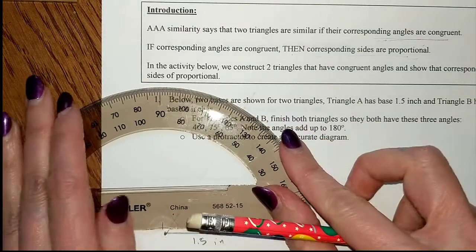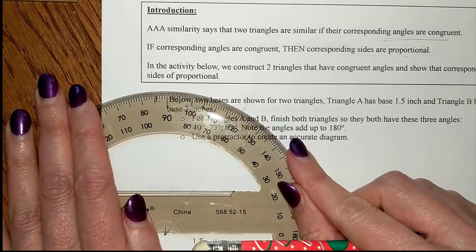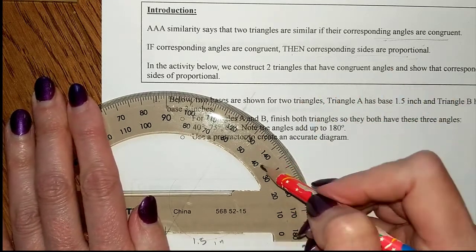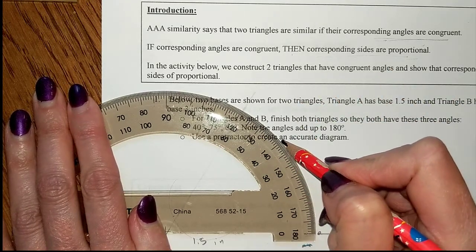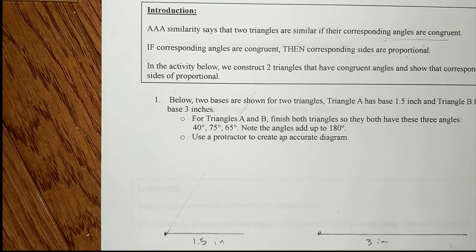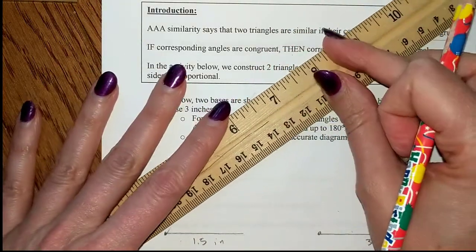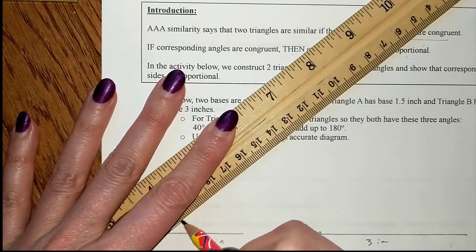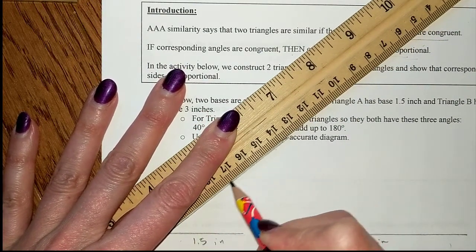Okay, so I'm going to do this again. 40 degrees. Right there. Okay. And again, I'm just going to draw this line. That's what erasers are for. Okay.